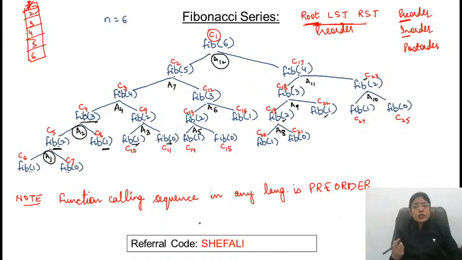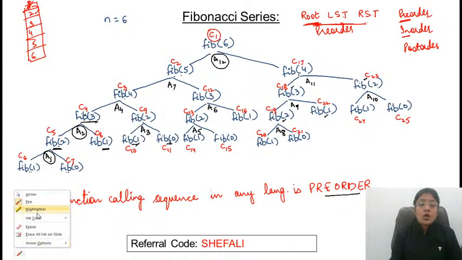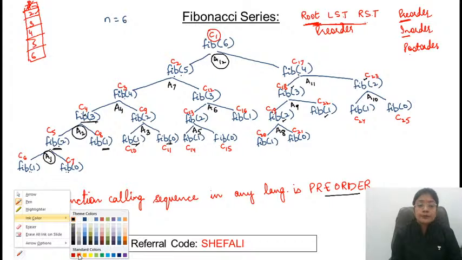So, in which order is the evaluation happening? The function calling sequence is pre-order. Evaluation means in what form the answer is obtained. In what form are the values obtained? What sequence is it following to get the result?